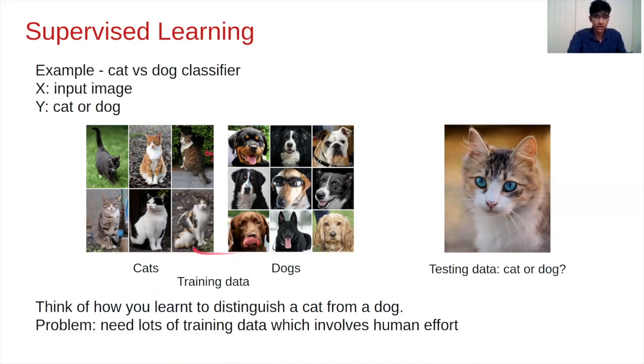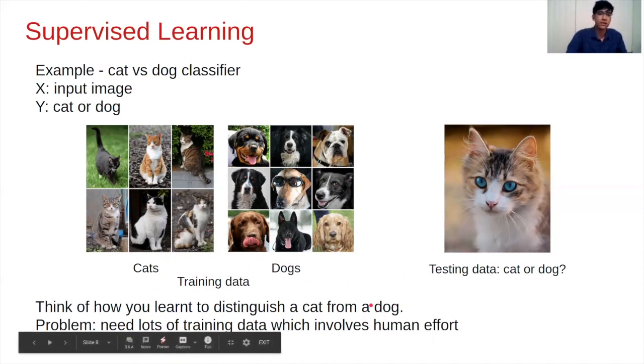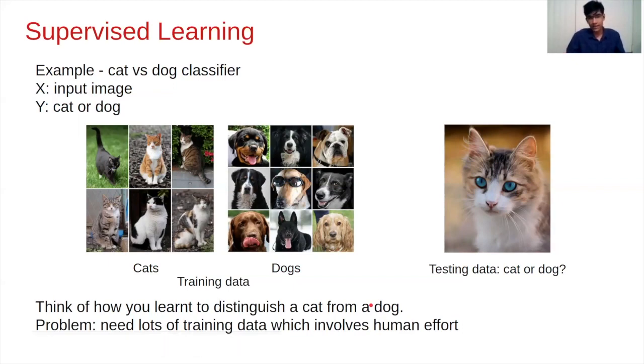And not just that, each photograph should be labeled with its true class. Each photograph should say whether it's a cat or a dog. And this requires human effort. You require a human to sit down, click pictures, and label all the images. And we are trying to do machine learning. We want the machine to do stuff by itself. We don't want to put in human effort.